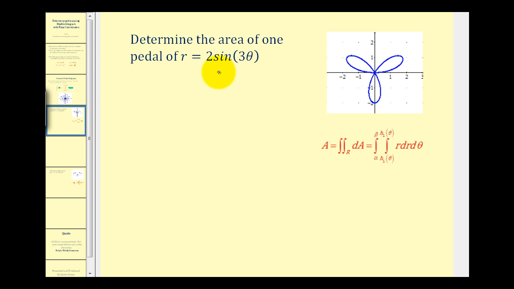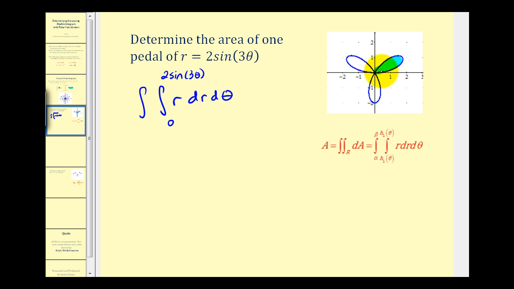But we know that r is equal to 2 sine 3 theta. So if we want to determine the area of one of these petals, we'll have the double integral and then r dr d theta. Well, we know r is equal to 2 sine 3 theta, so for one of these petals, the radius will start at 0, go out to the end here, and then come back. So we know r is going to start at 0, and it'll be traced out by 2 sine 3 theta. For the limits of integration for theta, we'll have to determine what interval for theta would trace out one petal.